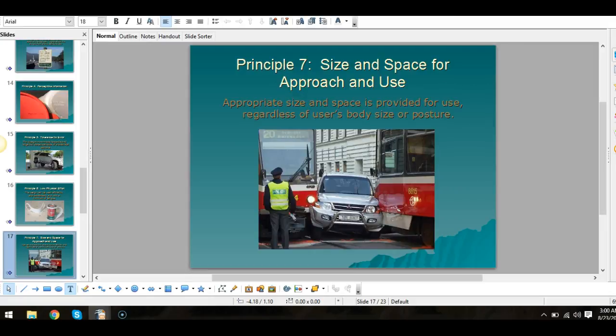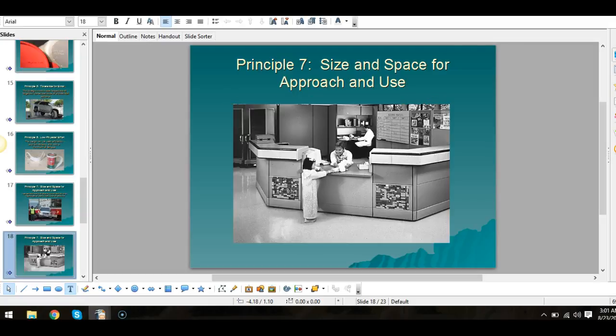Principle 7 is that appropriate size and space need to be provided for use regardless of the user's body size and posture. Here's a car jammed between two trams. So obviously the size of the car did not fit, and the space was not accessible to this car.